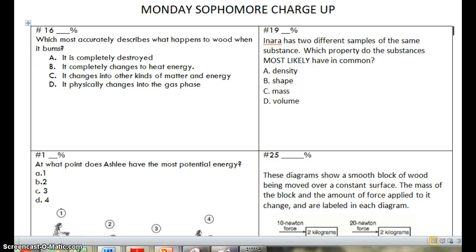We're going to go over your charge up for Monday. The first question was a benchmark question, number 16. In fact, all of these questions were benchmark questions. A lot of us missed them, so let's take a look at these.